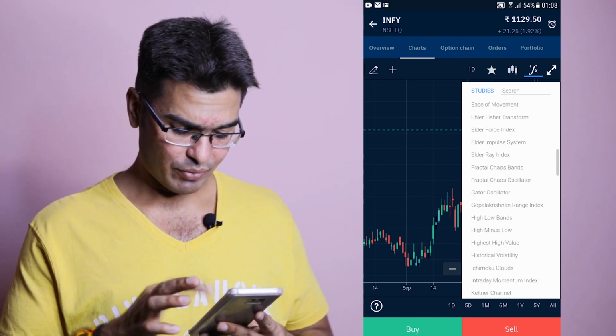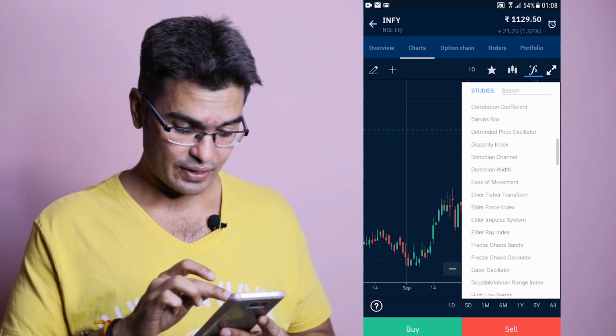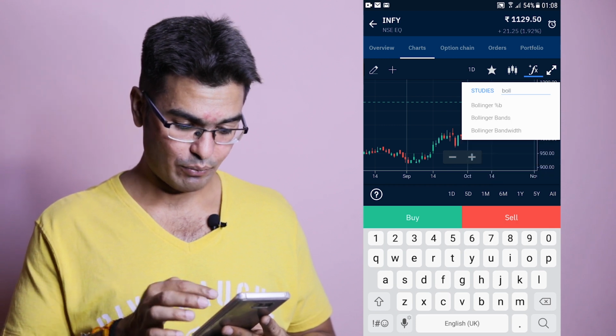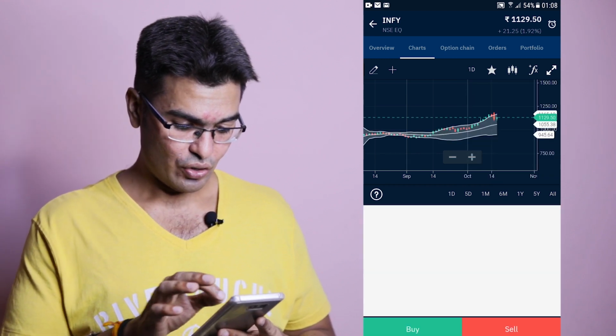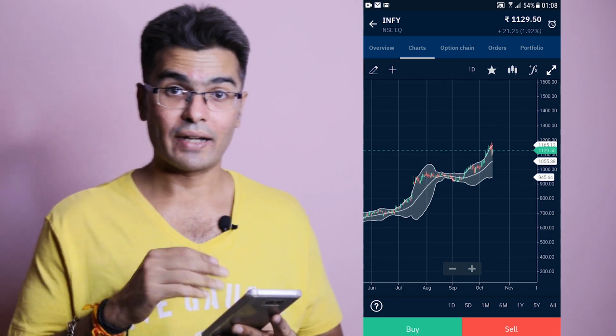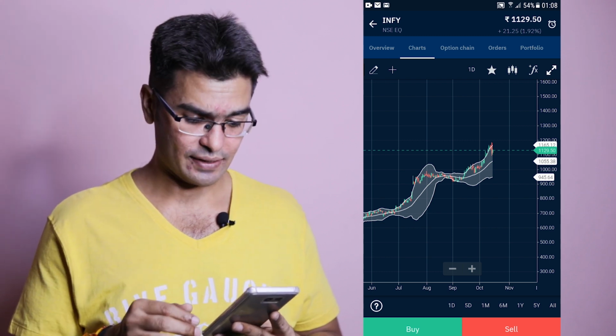There are a number of indicators, and for the most commonly used ones, we can see how to plot them, like the Bollinger Band. If I type Bollinger in this search option, you can see that it got plotted on the chart, and this is how Bollinger Bands look. People use these indicators for entry and exit signals.